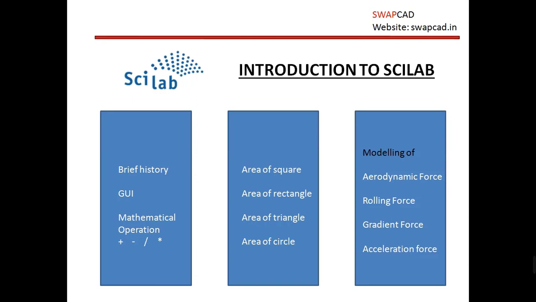We will see how these operations are done in Scilab, and then in the second section we will be seeing how to calculate the areas of various objects like square, rectangle, triangle, and a circle. And in the third section we will be modeling the aerodynamic force, rolling force, gradient force, and the acceleration force. So these are all the forces which will be required to move the vehicle. As we move further in the sections, the complexity increases.